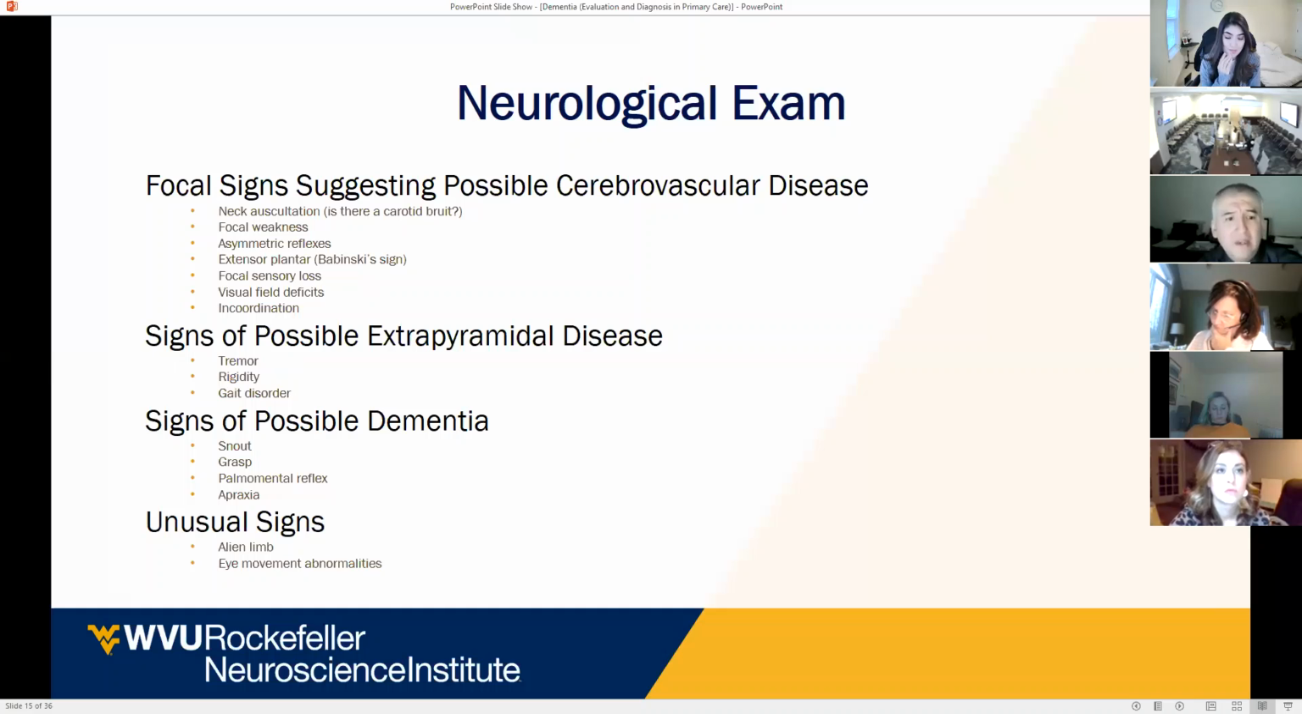for instance. Signs of possible dementia, meaning that the frontal lobe of the brain can be compromised, are going to be the snout reflex, the grasp, palmomental reflex, apraxia. Unusual signs, something like an alien limb or eye movement abnormalities that you can see in progressive supranuclear palsy. That's another kind of dementia. It's not very common, but we can find this kind of signs as well.